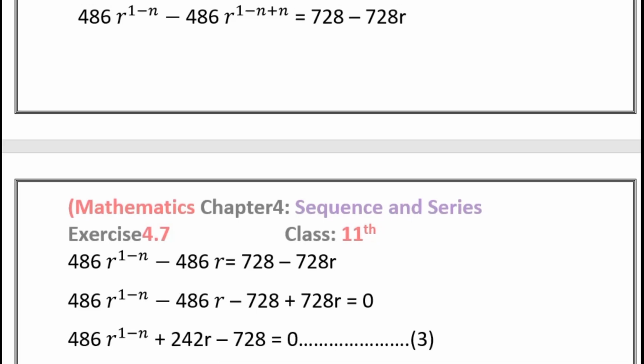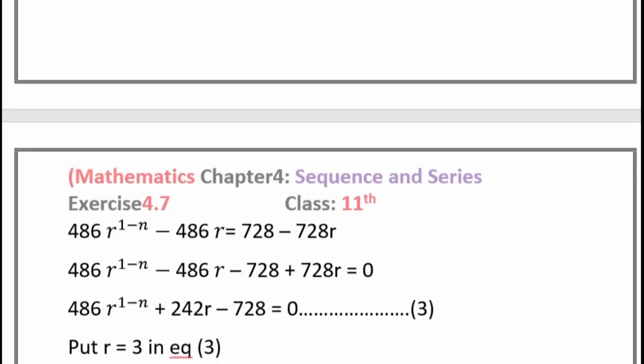Take the 728 to the right hand side, minus 728, and take 728 r to the left hand side, so the sign will be positive: plus 728 r is equal to 0. So 486 r power 1 minus n, and 728 minus 486 is equal to 242 r minus 728 equal to 0, that is equation number 3.